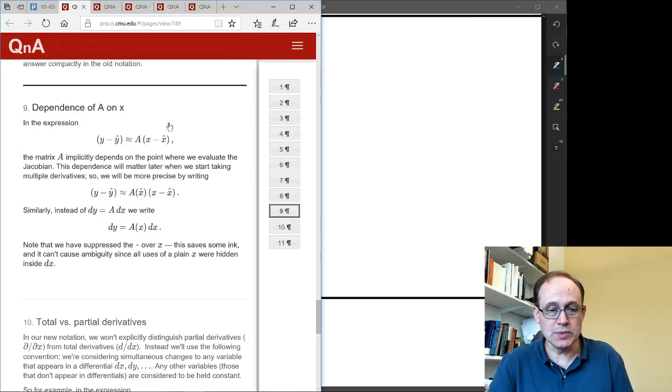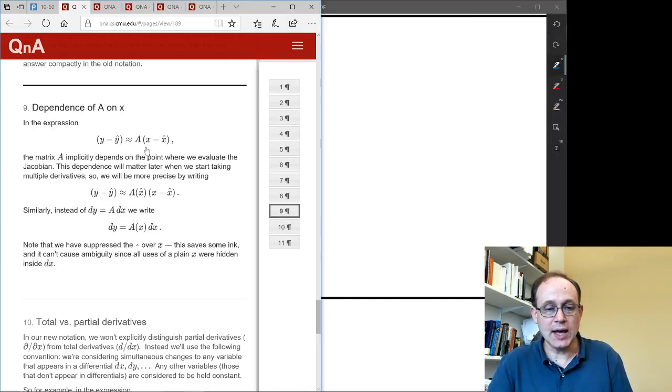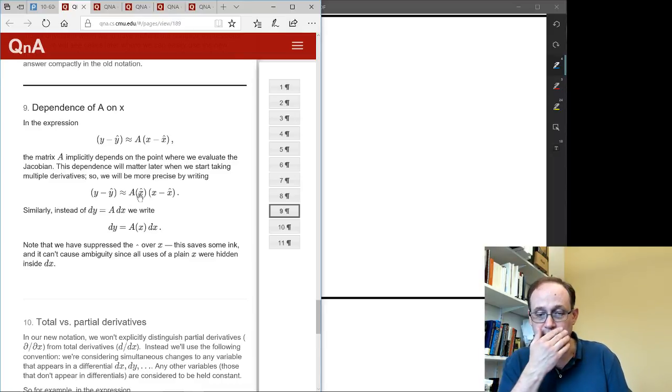To remind you, we had a Taylor series that looks like this. The change in y is approximately equal to A of x hat times the change in x. Just to type check, for each fixed value of x hat, the point that we build the Taylor series around, the change in y is a linear function of the change in x. And of course, it's a potentially nonlinear function of the point where we build the Taylor series.